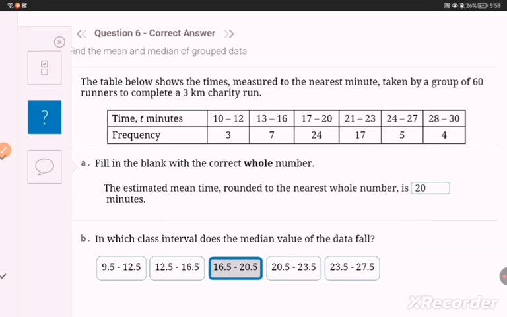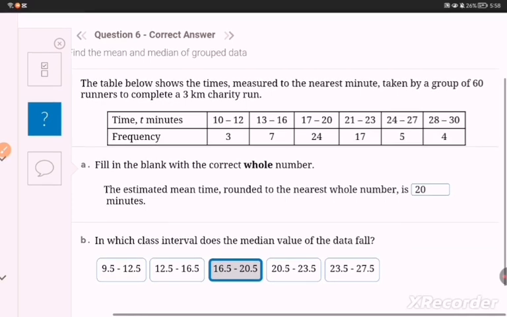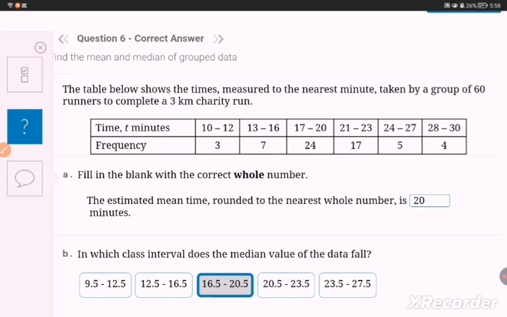Okay. Now for this question, it's actually really simple. All you have to do is, once again, they gave you time intervals. So obviously you can't use one of the endpoints. They give you 10 to 12, for example. You can't use 10, you can't use 12.